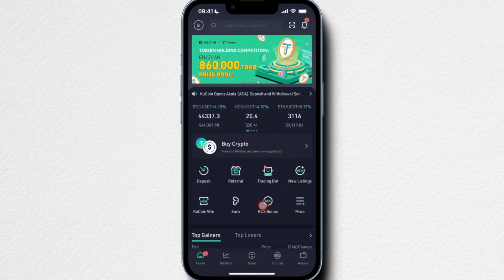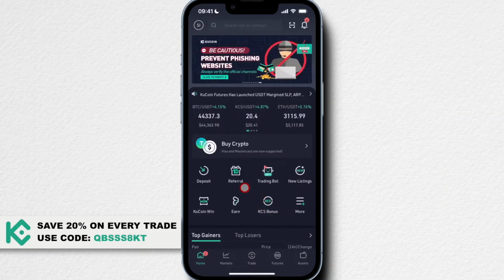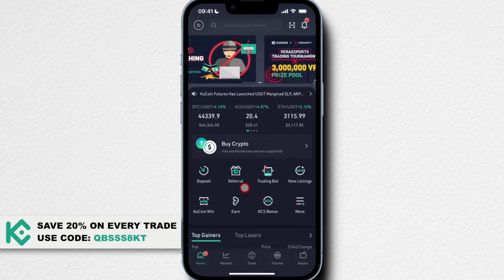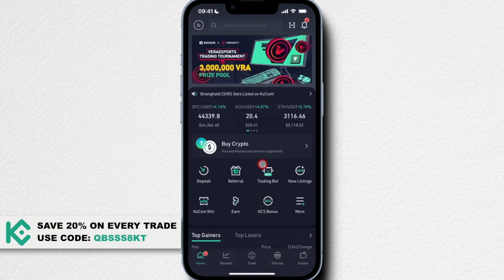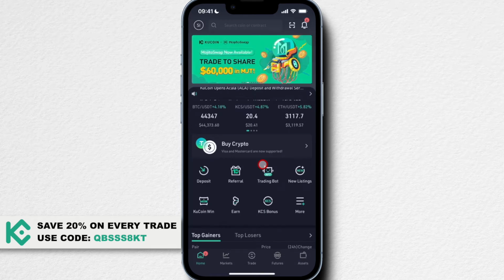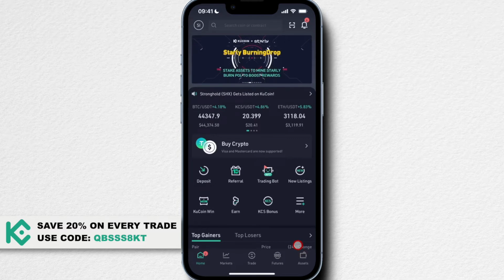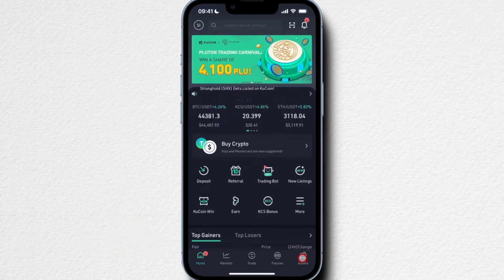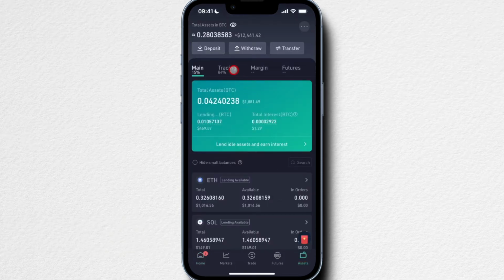Something we can also do on our KuCoin app is earn some passive income by lending out our crypto to other KuCoin users. So the first thing we have to make sure when we want to lend out our coins is to put all of our crypto into our main account. So when we go to assets here on the bottom right, we want to make sure that the crypto we want to lend out is here in the main account.